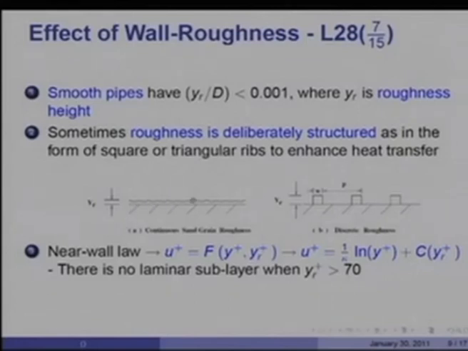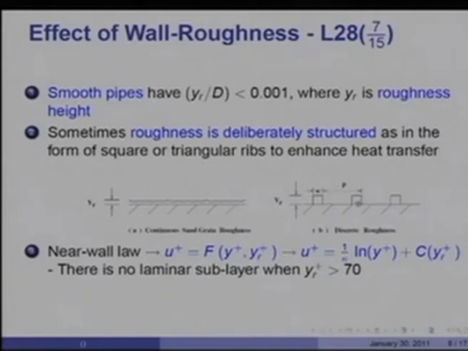So, it will have a jagged surface. Experimentally, such a surface is produced by pasting sand grains of various sizes on a surface of equivalent or average height y sub r. But many times we actually have a rough surface which is deliberately structured by providing ribs, for example, like this, or studs, three-dimensional studs can be provided of width w and pitch p, and it becomes quite difficult then to develop any universal law for surfaces like this.